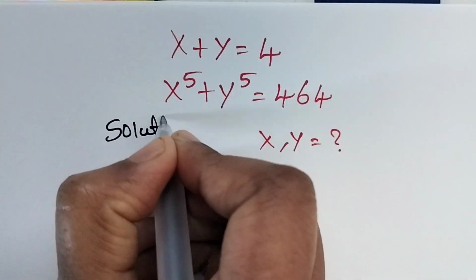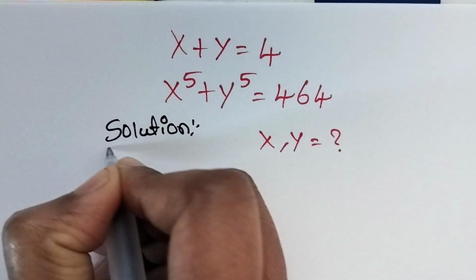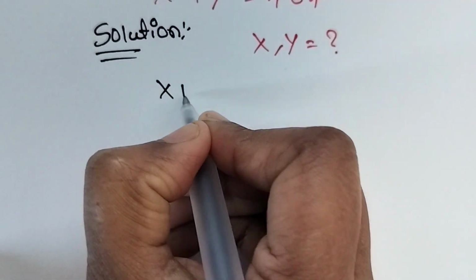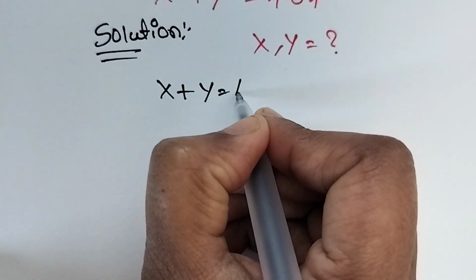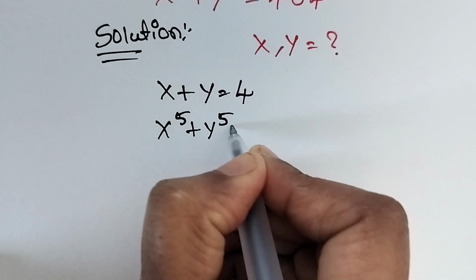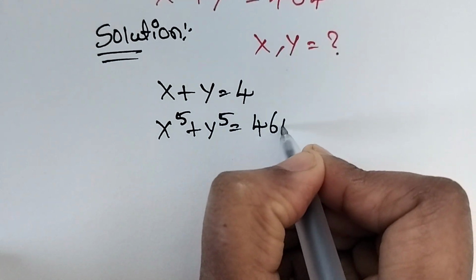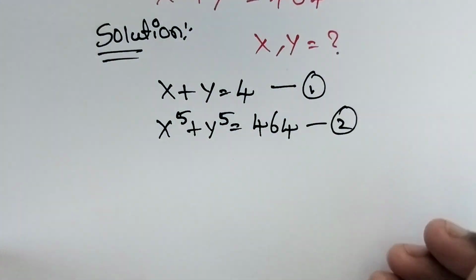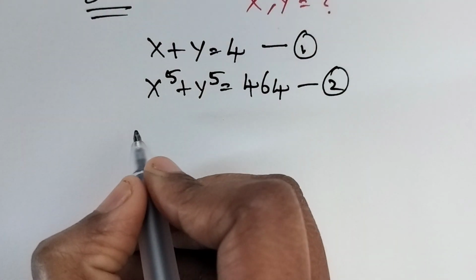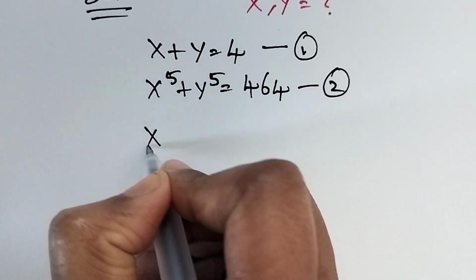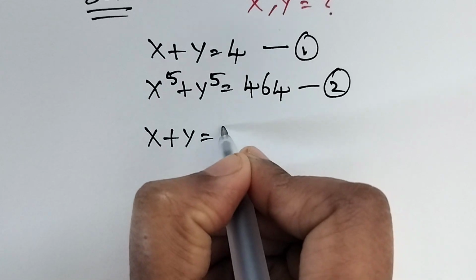Solution. So here we have given two equations. One is x plus y is equal to 4 and the other one is x power 5 plus y power 5 is equal to 464. So let us consider this is equation 1, this is equation 2. So now, take equation 1. So x plus y is equal to 4.